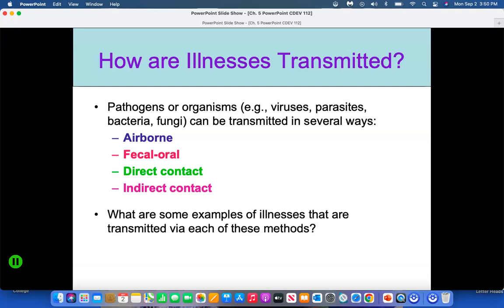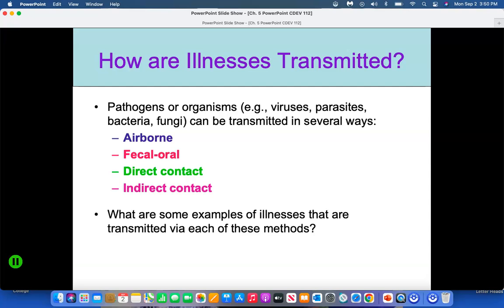So think about those. I know in the book it provides a lot of different examples, but one of them could be influenza, right? So you can get sick through somebody coughing. We even think of COVID-19. So again, those are airborne. Fecal oral would be like hepatitis A. It's a little bit harder, but it definitely happens.